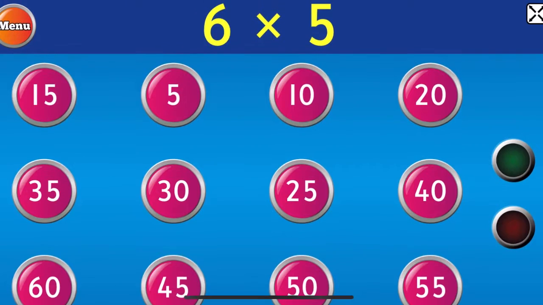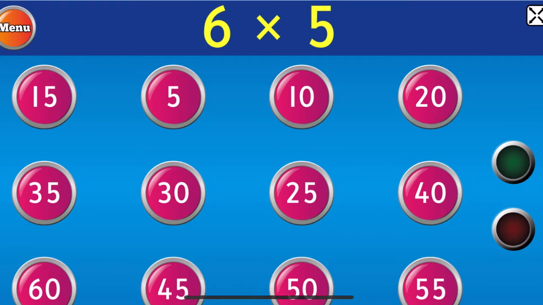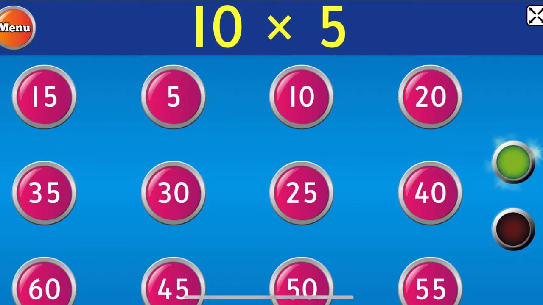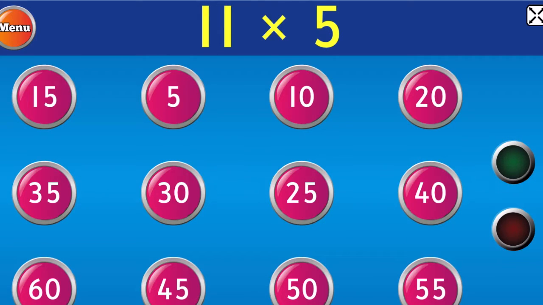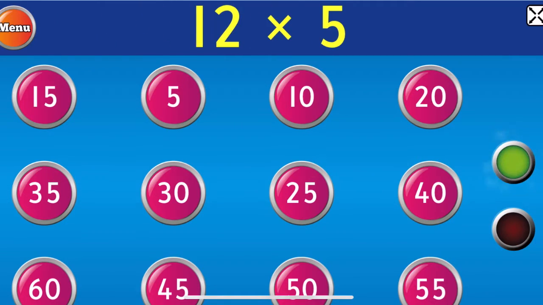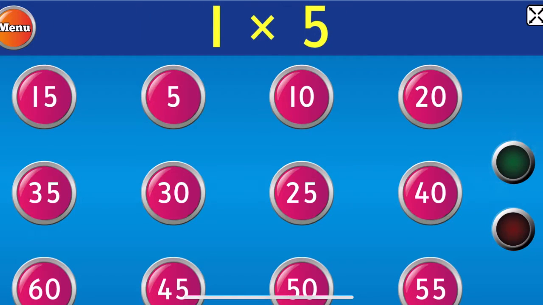Right, 6 times 5: 5, 10, 15, 20, 25, 30. Or 10 times 5, we should know that really quickly. It is 50. 5 times 5: 5, 10, 15, 20, 25. You have a go at the next one. Did you get it right? 11 times 5. Well, if we know 10 times 5 is 50, 5 more will be 55. And then 5 more than that, because we've now got 12, would be 60.